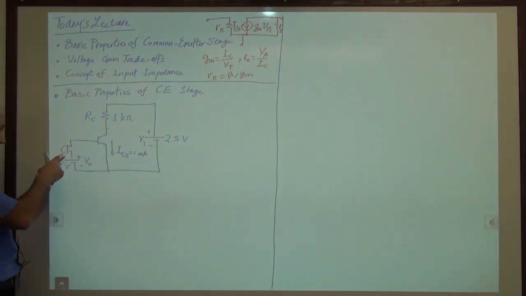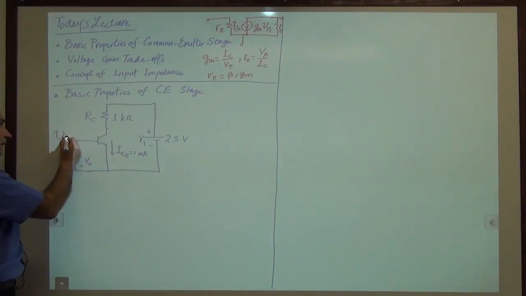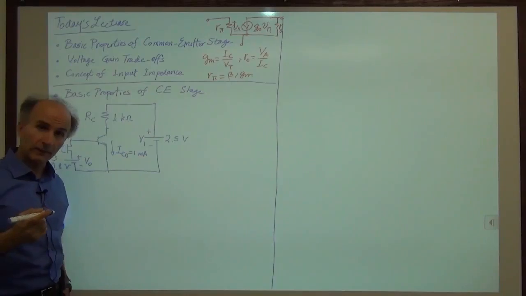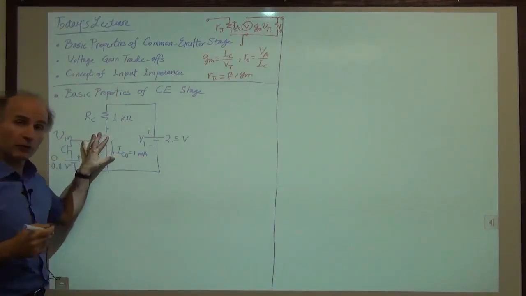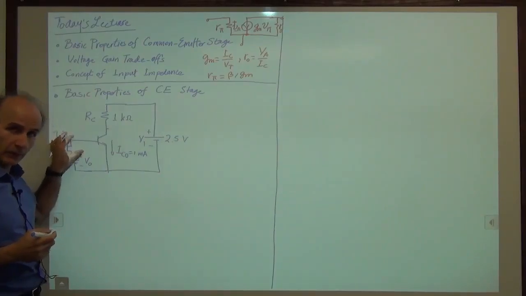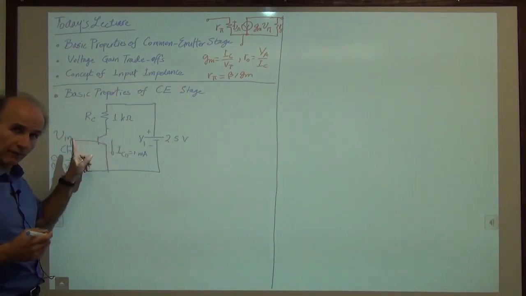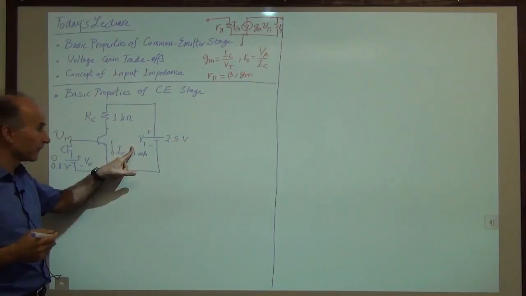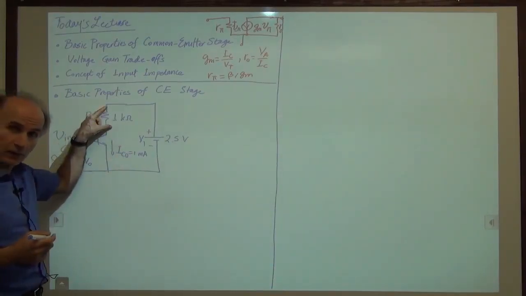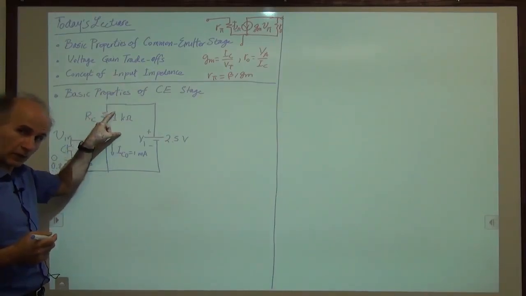Presumably, this is the input. So we have V in coming from the microphone between these two terminals. And we said last time that the bipolar transistor converts a voltage at the input to a current in the collector. So we say a V to I conversion. And then this resistor converts the current to a voltage. And that's I to V conversion.